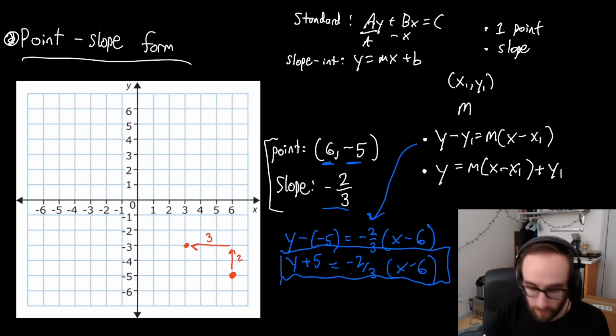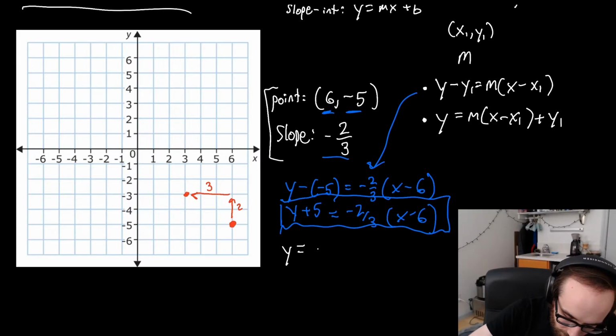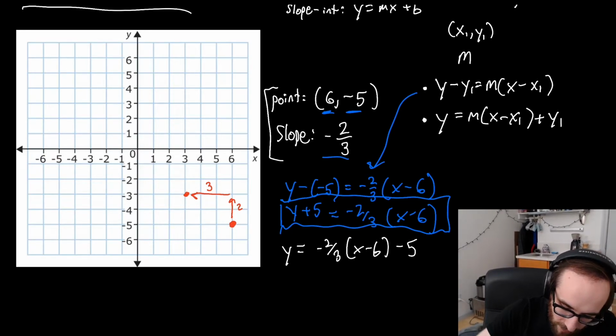One quick note that I want to make is we can actually simplify this, and if we simplify it, we actually end up with slope-intercept form. So let's take a quick look at simplifying this. So y equals -2/3 times (x minus 6). I just subtracted 5 from both sides.